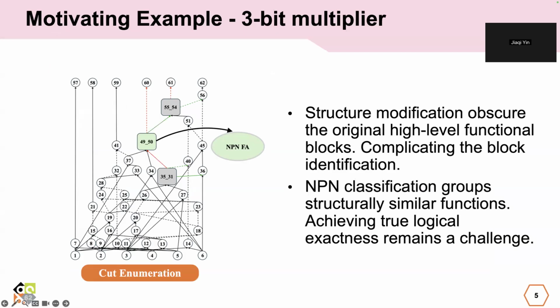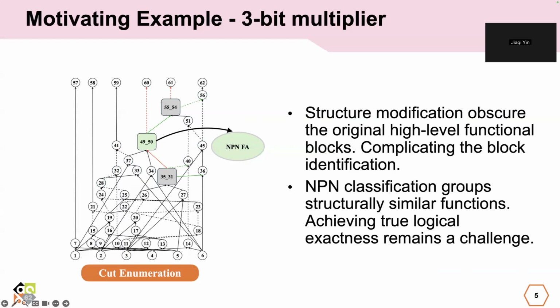Here, we provide a motivating example using a 3-bit booth-encoded CSA multiplier. A primary challenge is the obfuscation caused by circuit transformation. During synthesis and optimization, the original high-level structures, like the adders and carry chains, are often modified, fragmented, or entirely obscured. This makes it difficult for tools to recognize them. Considering this small motivating example, the theoretical maximum number of identifiable full adders is 3. However, with cut enumeration, it can only identify one full adder, from node 49 to node 50, and the other 2 full adders disappeared during the structure modification. The 2 disappeared full adders cannot be recognized again without netlist rewriting.